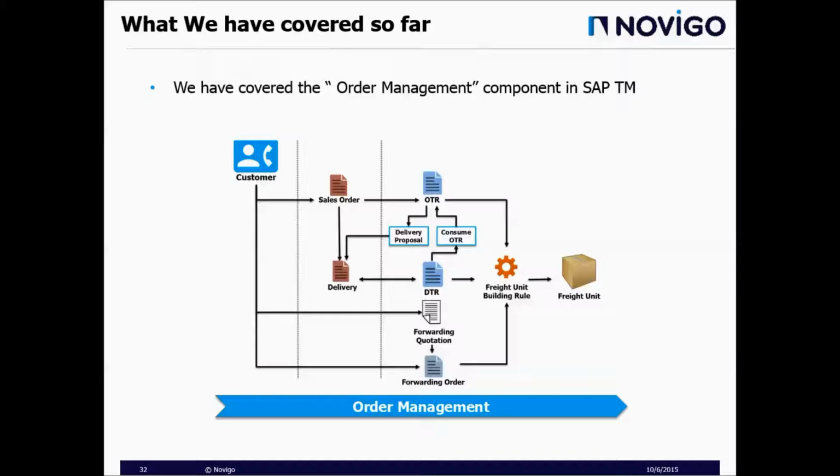So far, we've covered the first component of SAP Transportation Management. We saw how we can receive orders from customers into SAP ERP or directly into our SAP TM. We discussed what is OTR and what is DTR. Then we saw how we can convert all transportation requirements, including OTR, DTR, and forwarding order, to freight units using freight unit building rule.